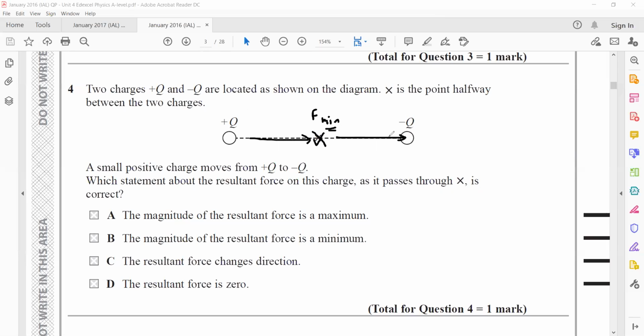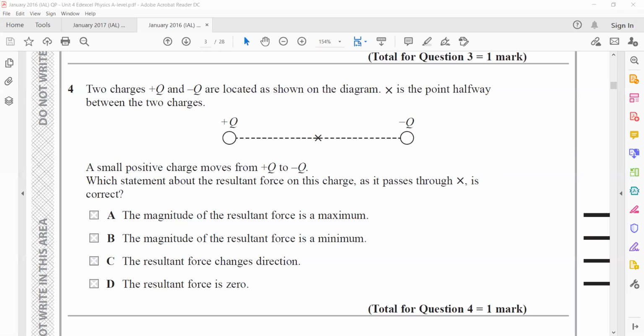Why is the resultant force minimum at the center? Because at this point it is very close to the negative charge, so greater attraction, less repulsion, and the resultant force is higher there. At this point, greater repulsion, less attraction, but the resultant force is higher. But at this point, small repulsion and small attraction, so the resultant force, which is the sum of the two forces due to plus q and minus q, will be minimum or a small amount. Is it clear, this part?